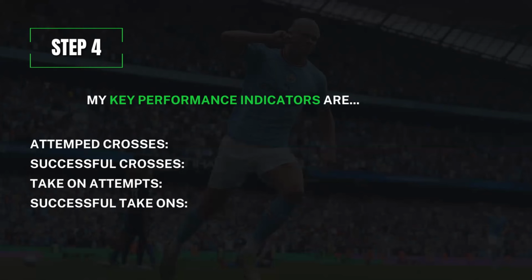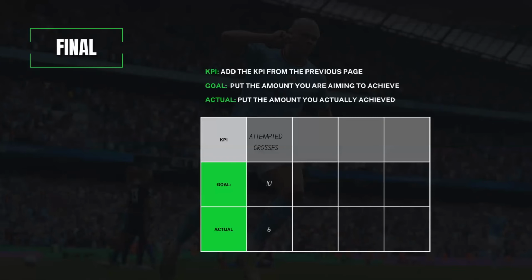Why do I have take on attempts? Because if you're trying to take players on and you're not getting past them, then it's a quality issue. Okay? And then the final step. And all of this is in the scorecard download below, a full PDF that you can go through, read, and fill out for yourself as many times as you want.